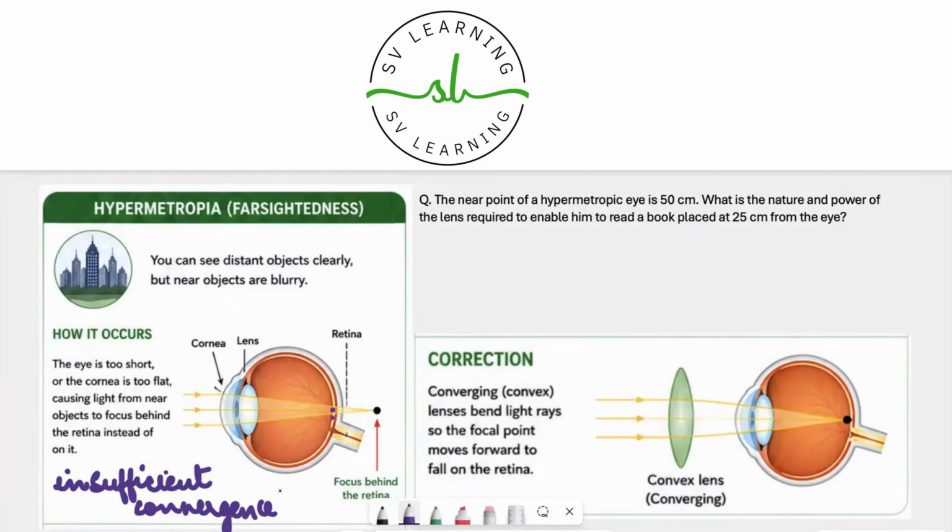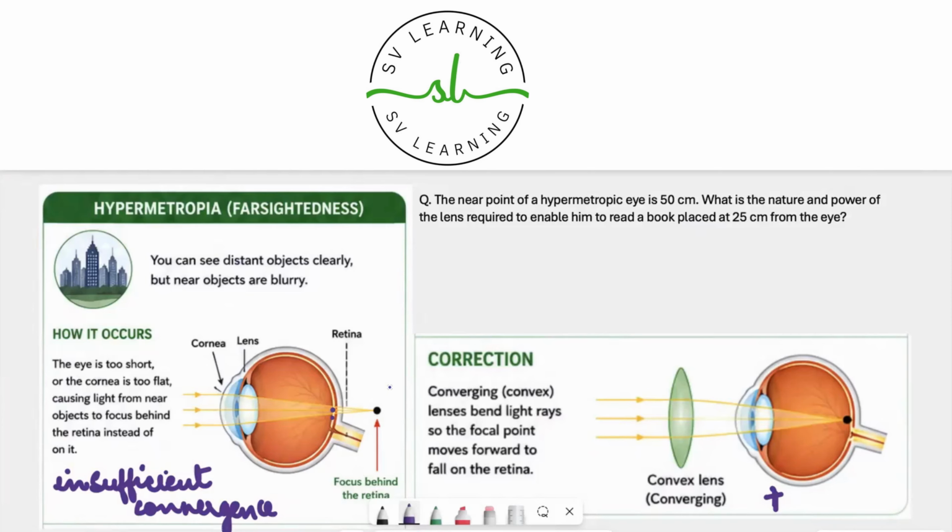When there is insufficient convergence, we need to add extra converging power. That's why we use a convex lens, or a converging lens, to fix the problem of hypermetropia, with desirable values depending on the person. We know that the focal length and the power of a convex lens is positive. So here we will always say positive power and convex lens. Once we are asked what should be the correction, plus and convex. You will be given multiple options, so then convex lens, plus.